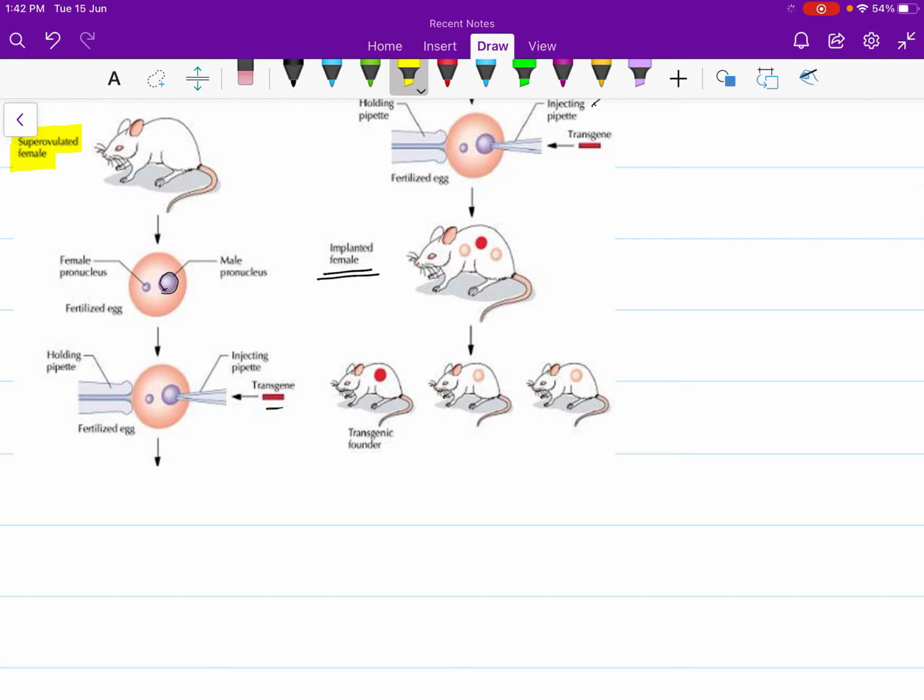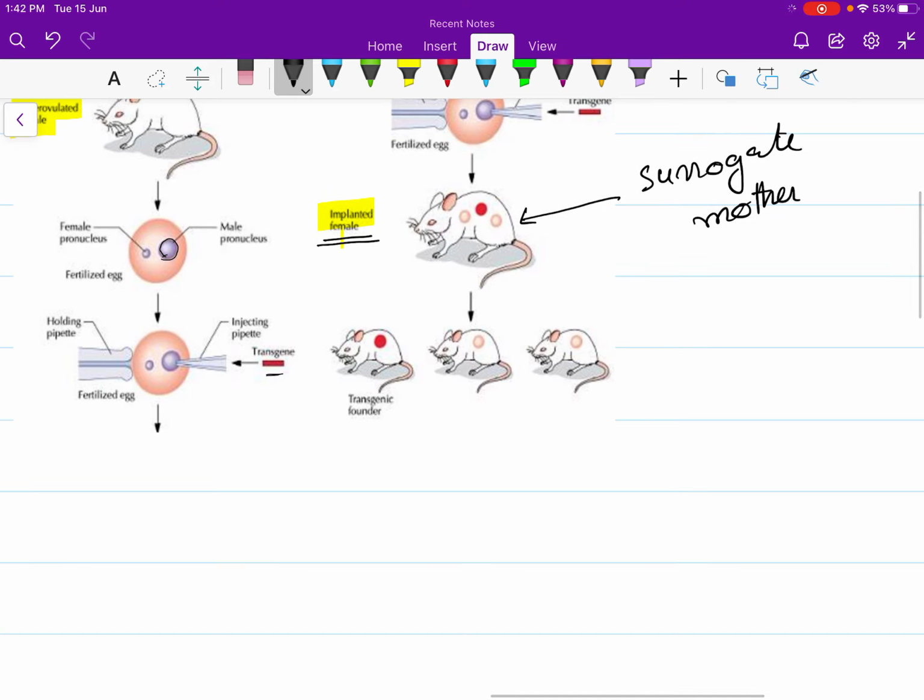So here you can see these embryos are implanted in a surrogate mother. This is not the actual one from which eggs were developed. They are to be inserted or implanted in the surrogate mother, and then the surrogate mother will give rise to the new offspring that is born, which will have the transgene in all its cells.